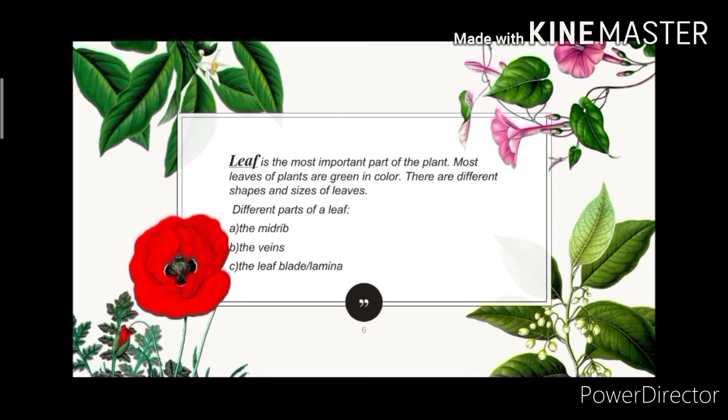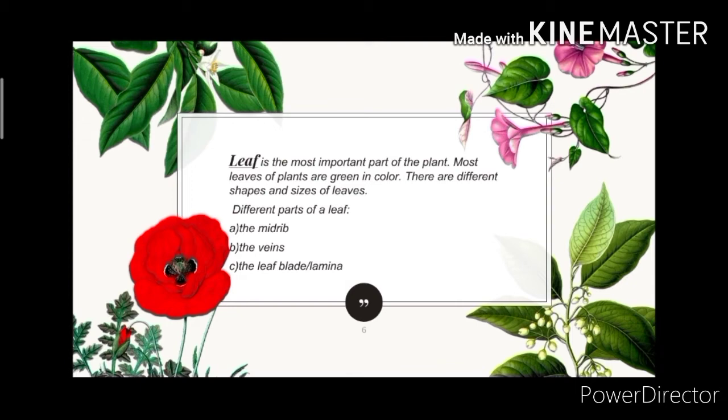Second is the veins. If we see our hands, the veins are distributed all through the hand. Like that, in a plant also, the leaf has very fine tubule-like structures that are known as veins. In our body, the veins are for transportation of blood and nutrients. So in a plant also, the veins are for transportation purpose.